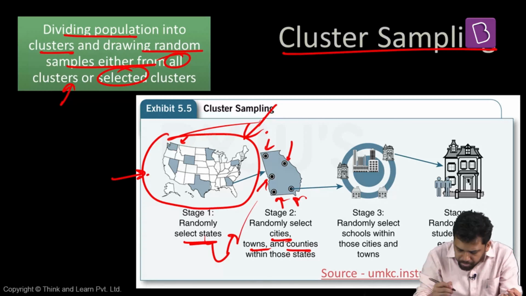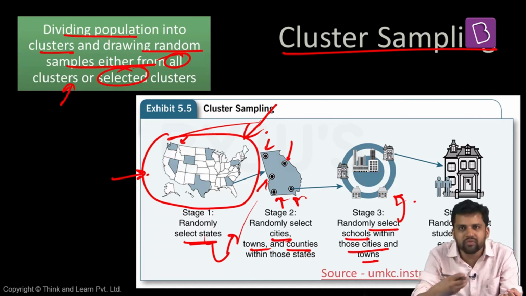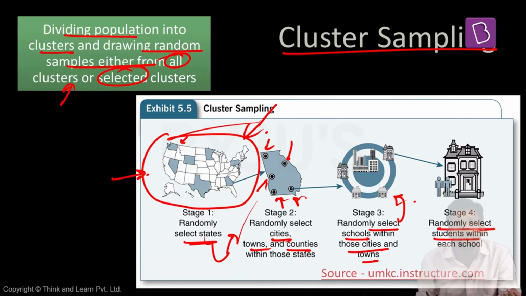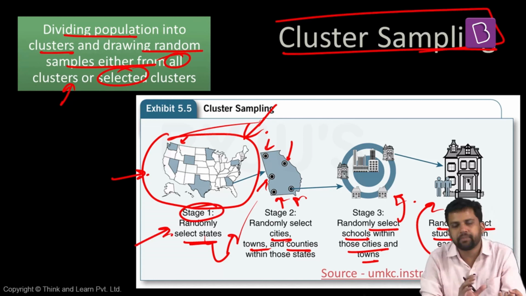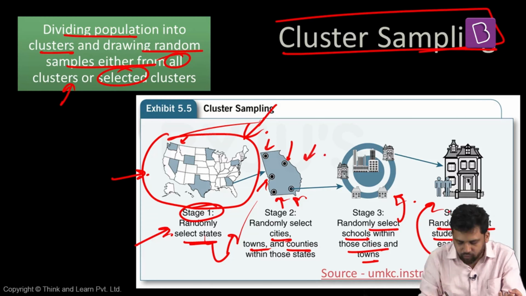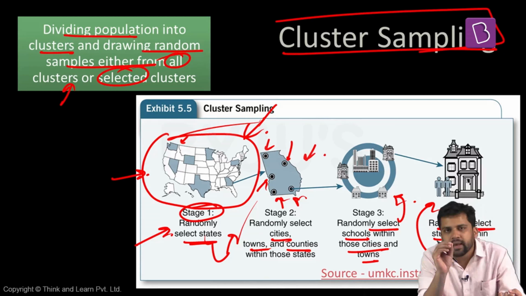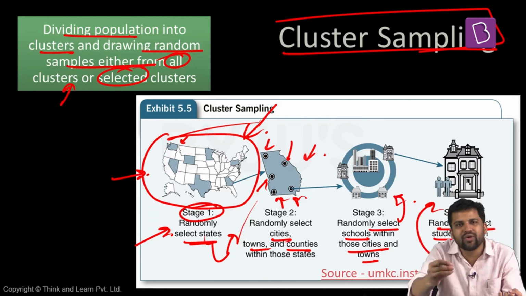From here, they are randomly selecting some schools from each of these cities and towns, and from these schools they are randomly selecting students. So randomly selected students are taken from each of these schools. This is the cluster sampling method. In the first stage, the clusters that are formed are called the primary sampling units. In the second stage, whatever clusters are formed, for example these cities, towns, counties, they are the secondary sampling units. Next stage onwards, they are referred to as multi-stage sampling units.